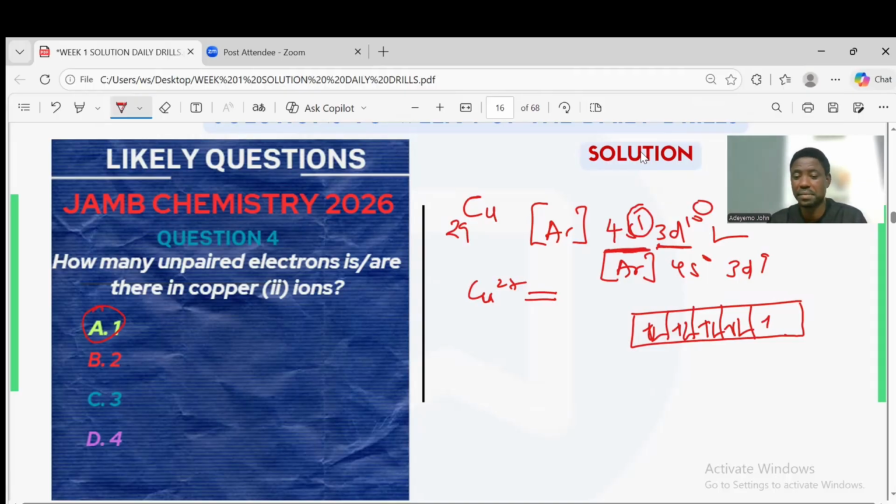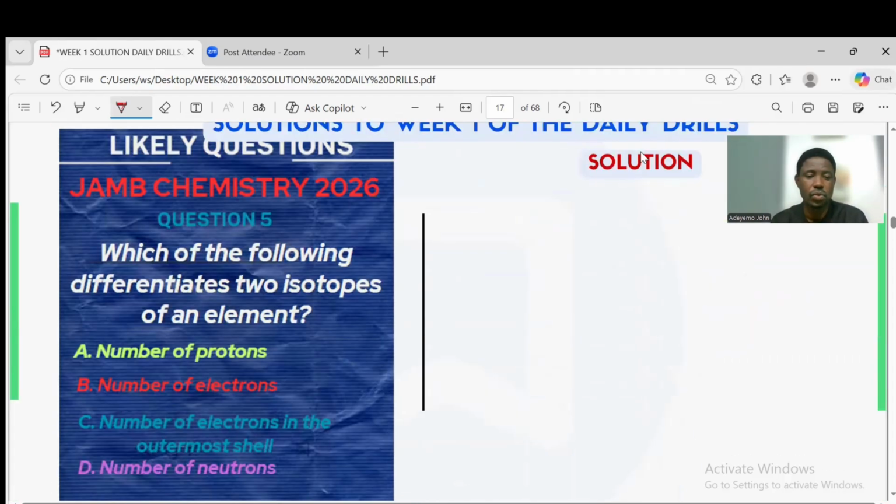You are losing electron first from 4s before 3d. All right, let's go to question 5. Which of the following differentiate two isotopes?